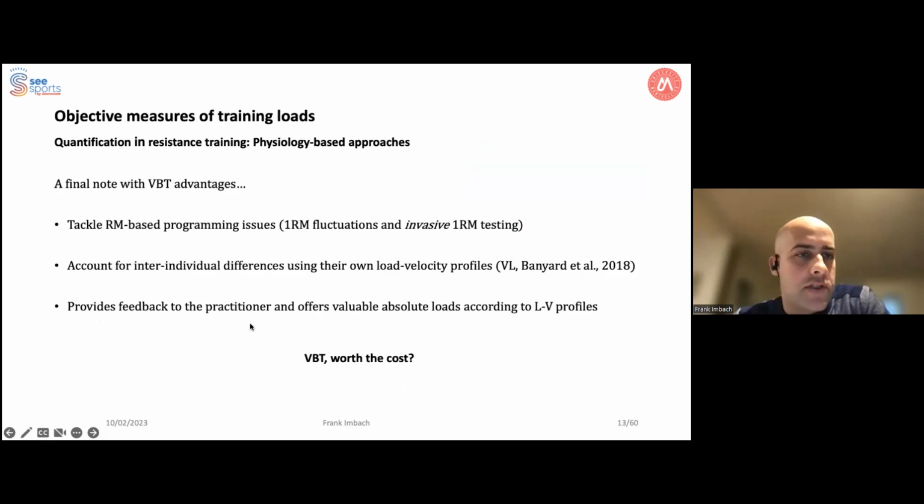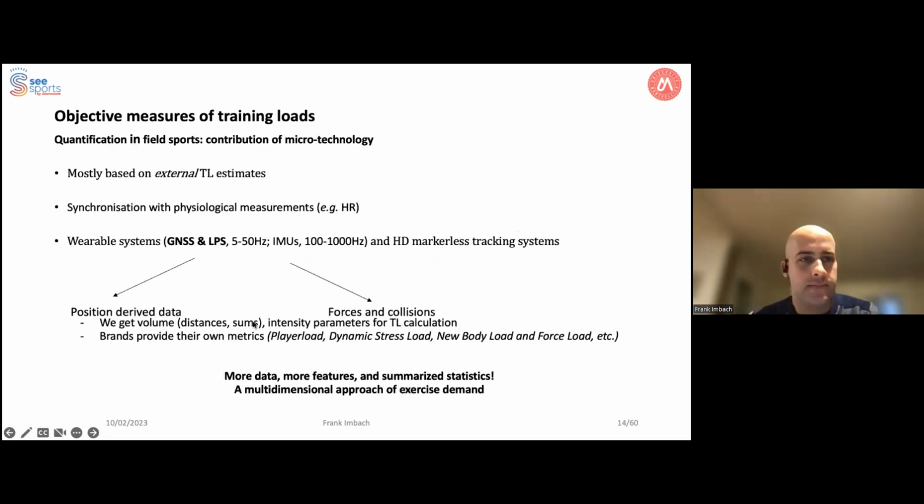Final note with VBT advantages is that it can tackle RM-based programming issues, so RM fluctuations and invasive 1RM testing. It accounts for individual differences using their own load velocity profiles, and it provides feedback to the practitioner and offers valuable absolute loads according to individual load velocity profiles. So VBT was the cost. I think yes, at least it should be considered.